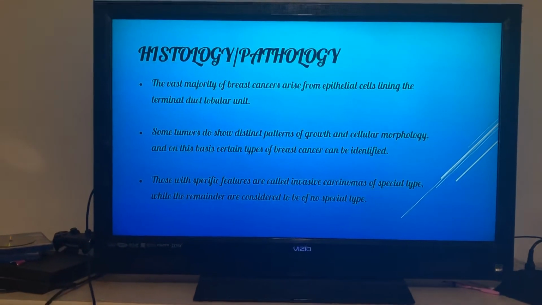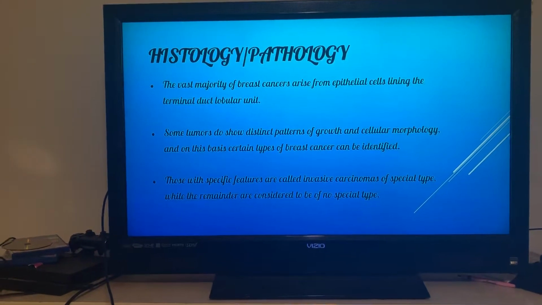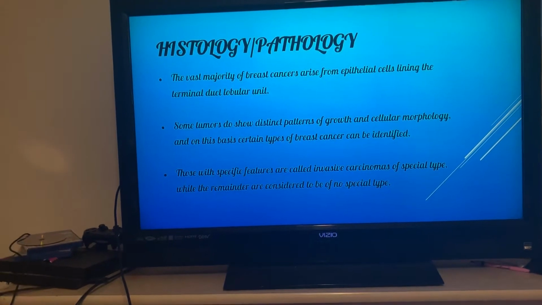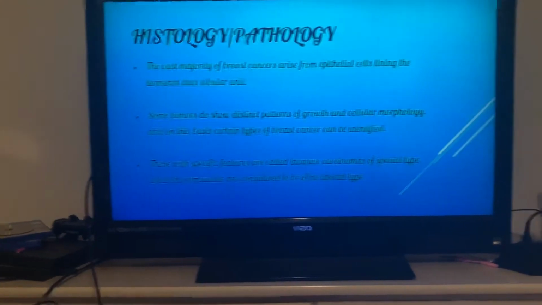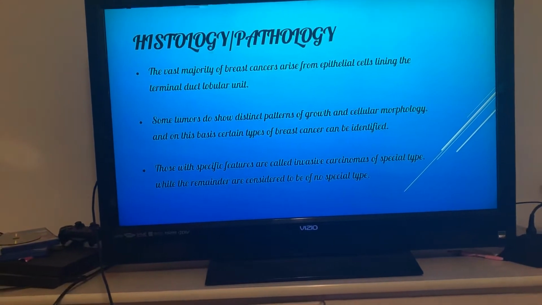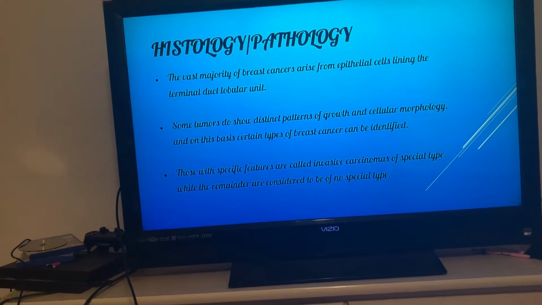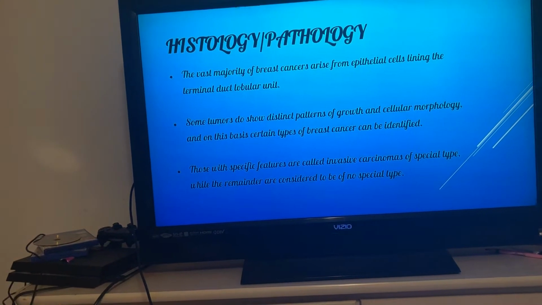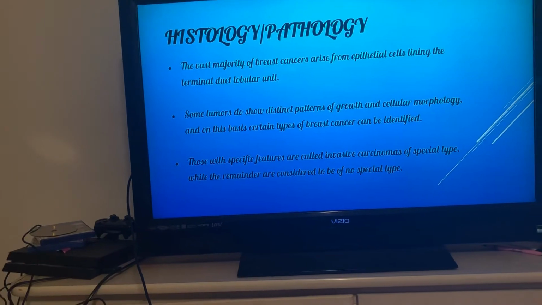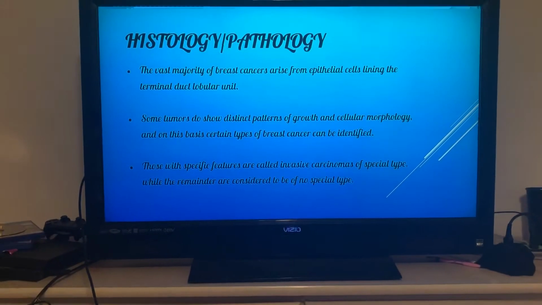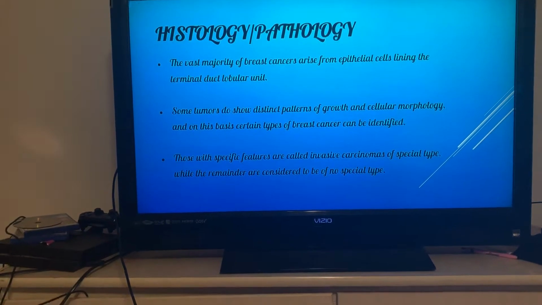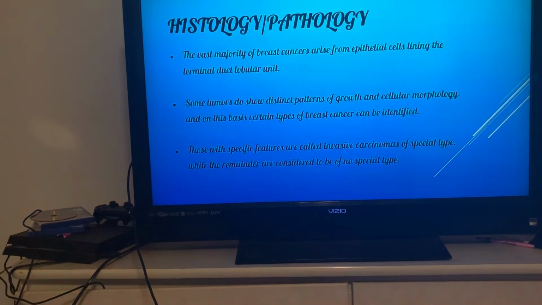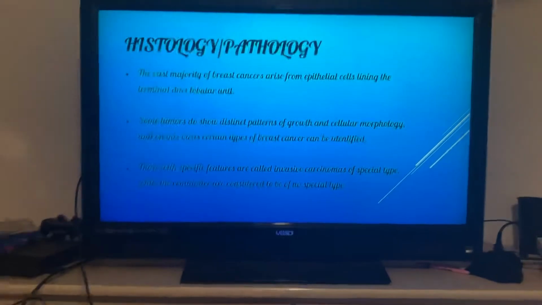Histology and pathology. The vast majority of breast cancers arise from epithelial cells lining the terminal duct lobular unit. Some tumors do show distinct patterns of growth and cellular morphology, and on this basis, certain types of breast cancer can be identified. Those with specific features are called invasive carcinoma of special types, while the remainder are considered to be of no special type.